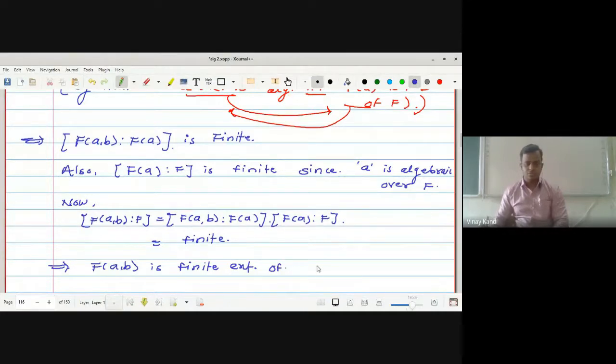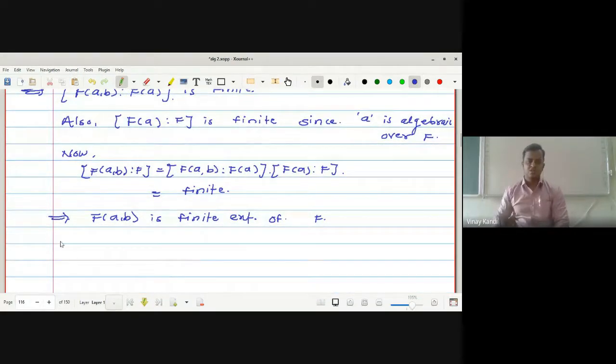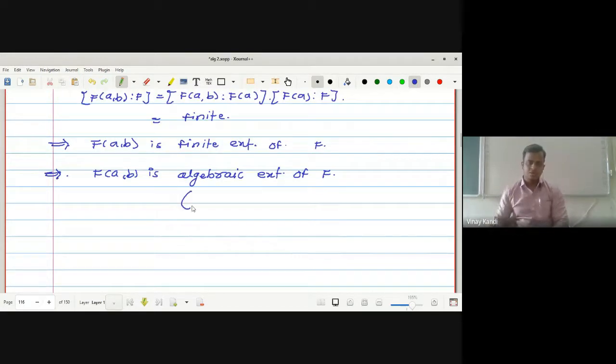Now every finite extension is what? Algebraic extension. This means F(a,b) is an algebraic extension of capital F. What is the reason? Every finite extension is an algebraic extension. So here F(a,b) is an algebraic extension of F.